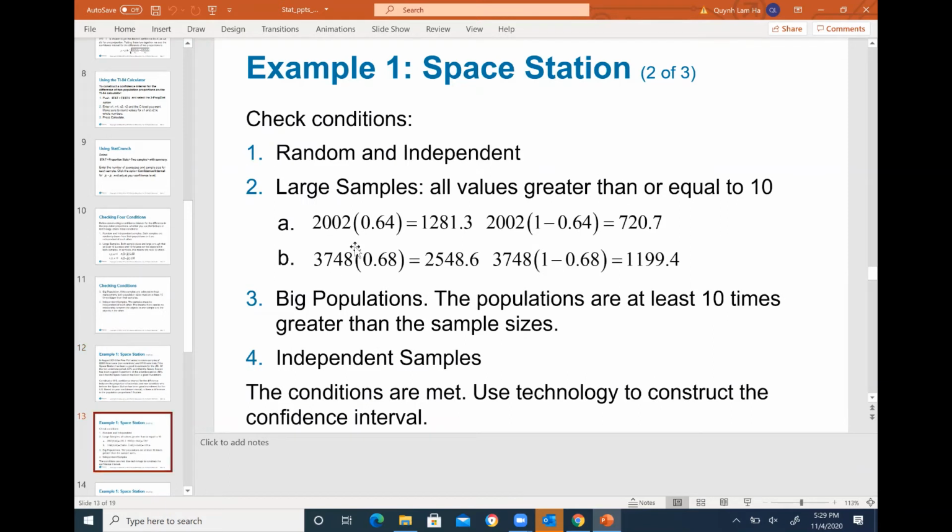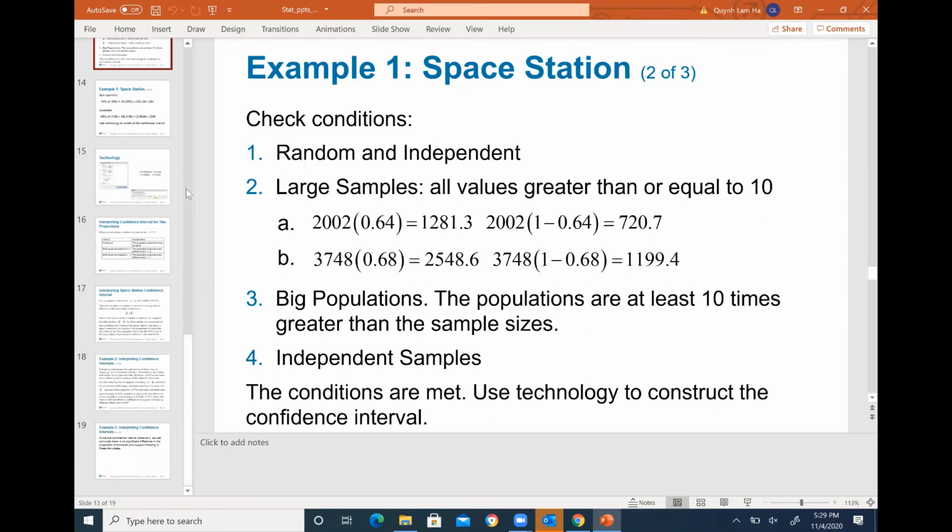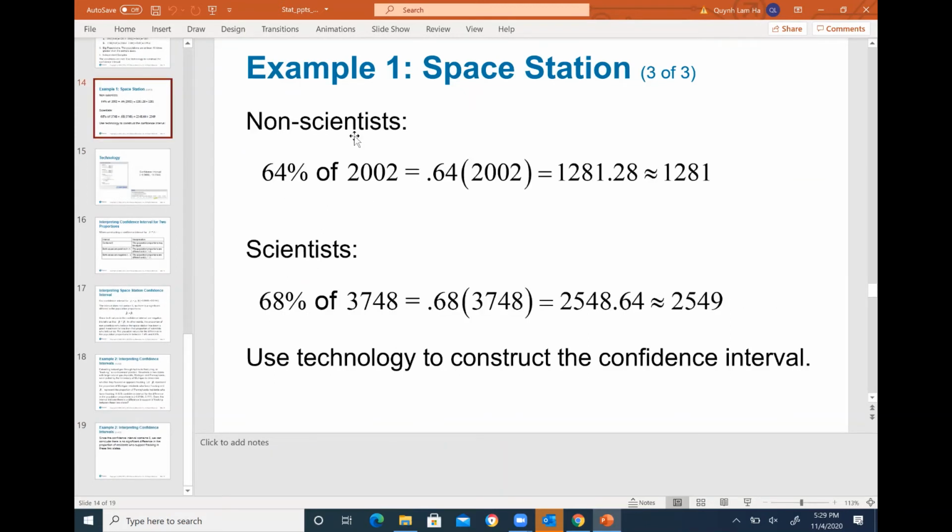So let me look at here. They check the central limit theorem with all of these steps. So that's satisfied. And then we find the number of successes by taking the percentage, 64% multiplied by 2,002. So 1,281 is the number of successes for P1. Non-scientist is that amount, and scientist will be this amount. So we do the same thing and get 2,549 as the number of successes for that sample. So I plug it in.